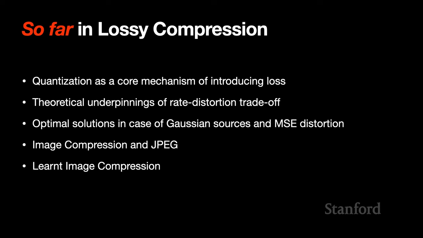Cool, okay. So far in lossy compression, we have looked at a lot of different things, right? We have looked at quantization, which is a core mechanism of introducing loss. We have looked at the underpinning of a rate distortion trade-off. Homework 4 also has a question to get you warmed up and practiced about it. We have spent some time looking at optimal solutions in the case of Gaussian sources, which builds up our intuitions, as well as particularly focusing on MSE distortion, right? So far in the course, mostly we have stuck with MSE. And then we talked about image compression and JPEG and learned image compression.